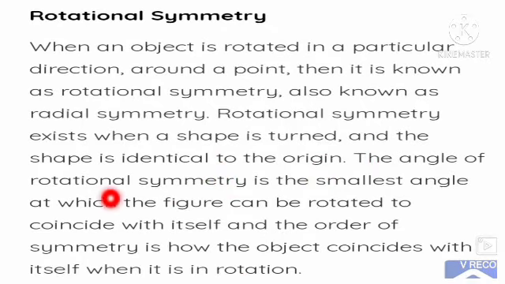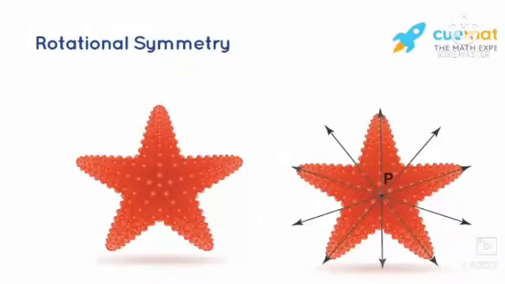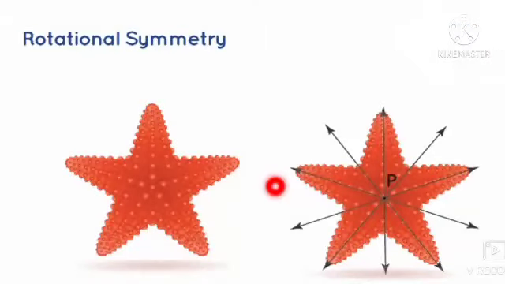The angle of rotational symmetry is the smallest angle at which the figure can be rotated to coincide with itself, and the order of symmetry is how many times the object coincides with itself when it is in rotation. Here is an example of rotational symmetry. Here the shape is rotated about the origin.